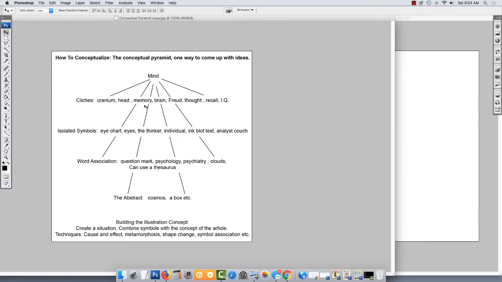From there, this is supposed to work in a way that you should be able to pull, that's too big, pull other words out of these words. Like from the cranium, you could have the shape of the brain, and in theory, they create this giant pyramid starting with just the brain or the mind. Now remember, isolated symbols, the thinker, eyes, when they're combined with another symbol, they create what is called a metaphor. And that's what we're trying to get to.